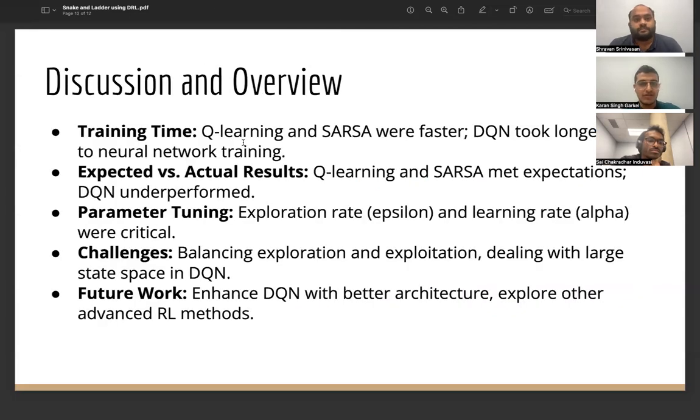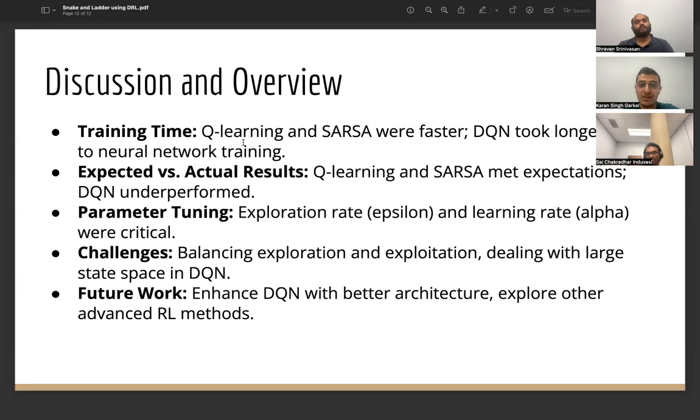Right, coming to the discussion and overview slide, talking about the training time. Q-learning and SARSA are trained faster due to simpler computations. DQN took longer due to neural network updates. The expected versus actual results: Q-learning and SARSA performed very well as expected, while DQN underperformed, needing more hyperparameter tuning and more experimentation with the architecture. Parameter tuning, critical parameters that were involved were the exploration rate epsilon and the learning rate alpha.